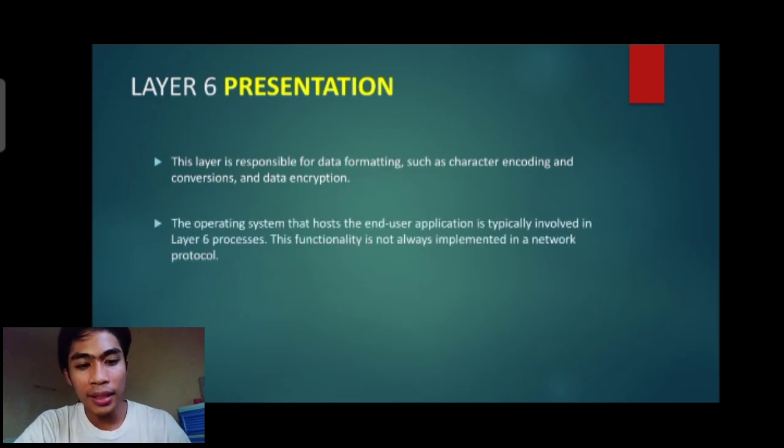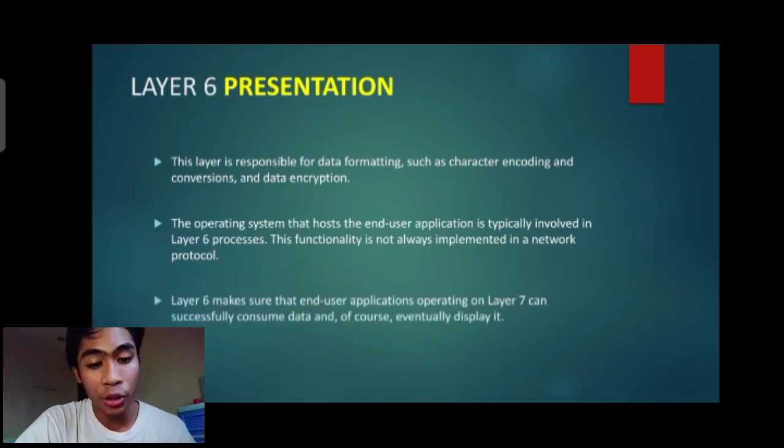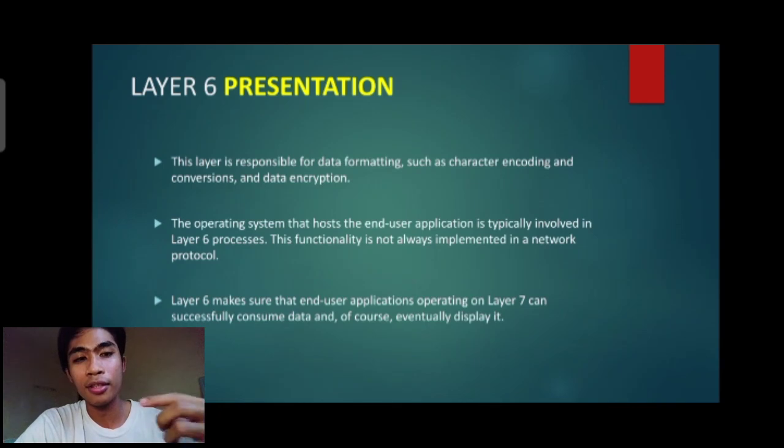The operating system that hosts the end-user application is typically involved in layer 6 processes. This functionality is not always implemented in network protocols. We'll see about that. Layer 6 makes sure that the end-user application operating on layer 7 can successfully consume data and eventually display it. In other words, layer 6 is very close to the end user, just like you and me.